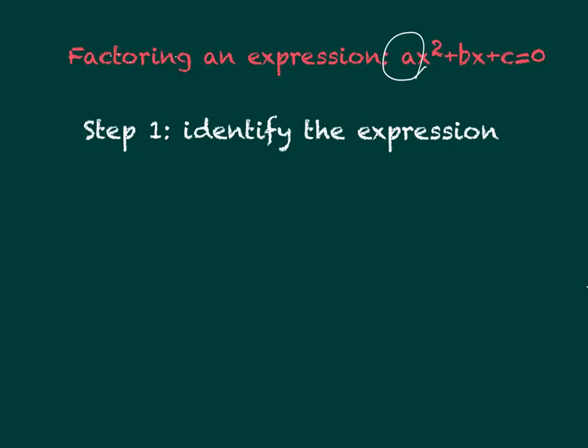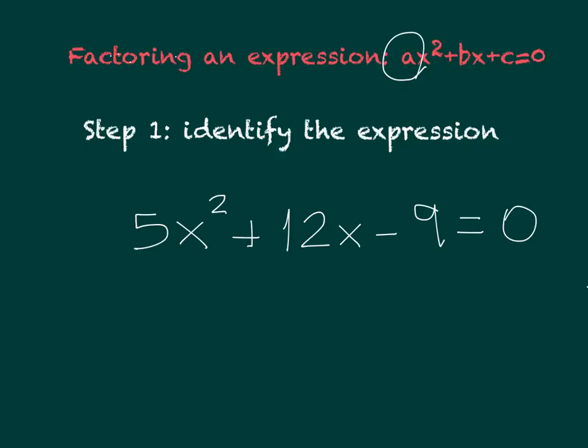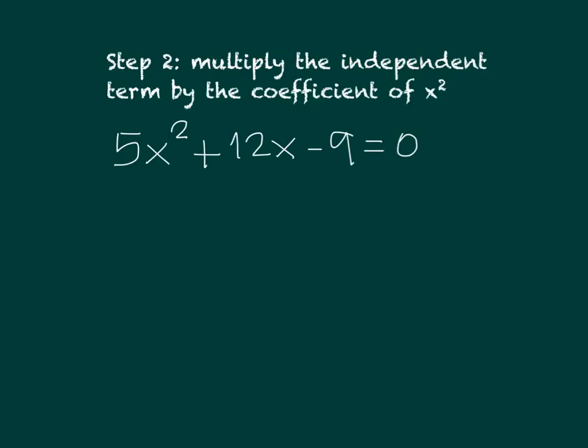So what will be that type of expression? It will be like this: 5x squared plus 12x minus 9, for example. That is an expression on the form ax squared plus bx plus c, because the coefficient of x squared is a number different from 0 and different from 1. The rest of the coefficients, 12 and 9, can be 0 or not, but the main coefficient is the coefficient of x squared.